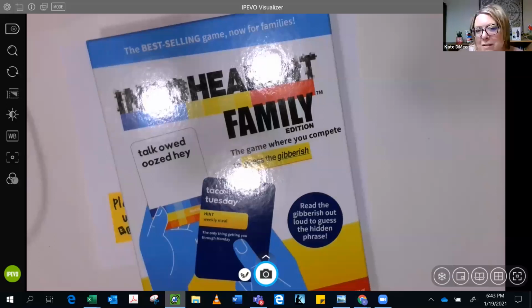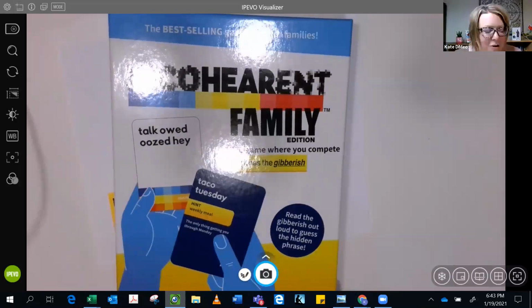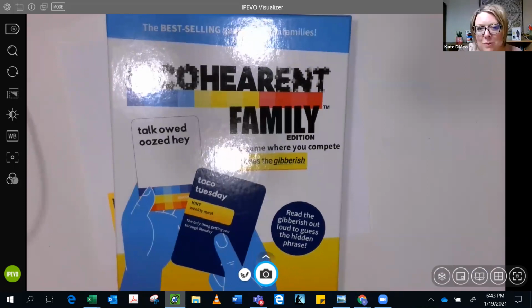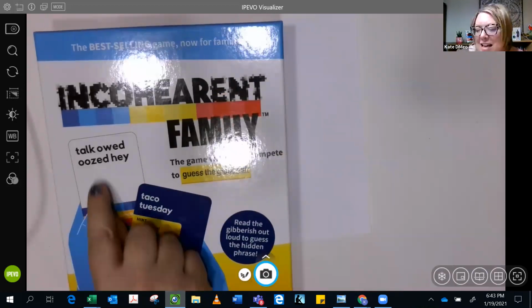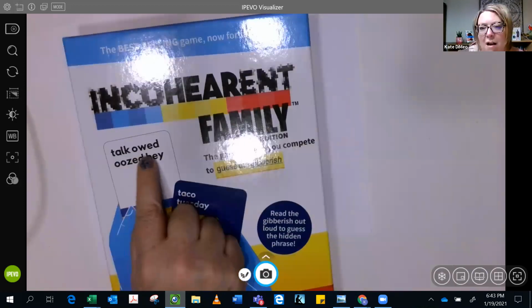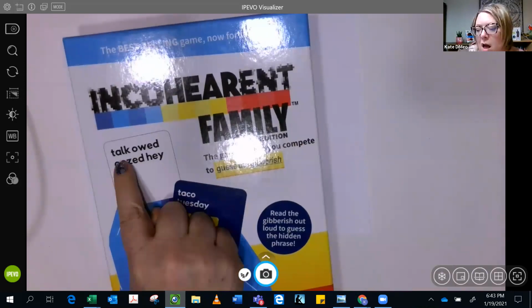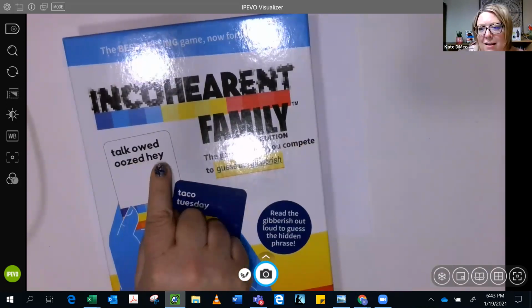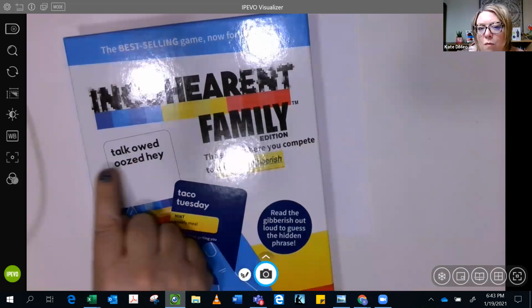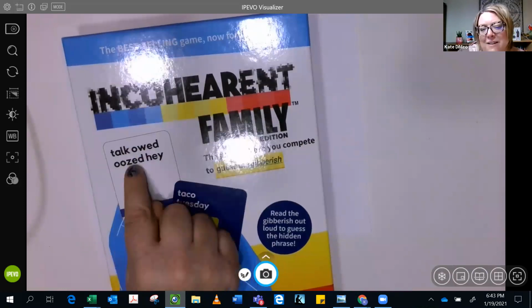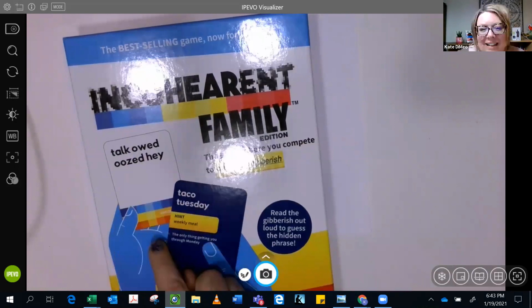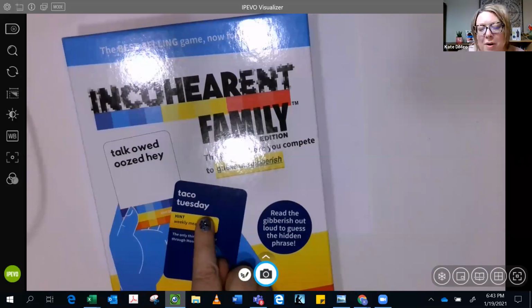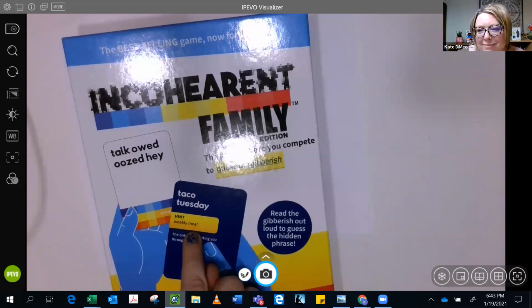So another fun game, shout out to the media specialist at Carpenter Elementary who told my family about this one. It's called Incoherent Family. And it's got these great little sayings. So this is what you're looking at when you look at the card. Tacoed ooze hay. And you keep saying it over and over again, and you can say it with different emphasis until they come up with Taco Tuesday. And you can even give a little hint, a weekly meal, right?